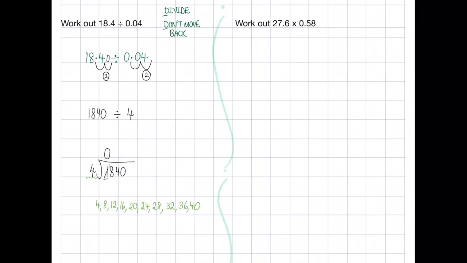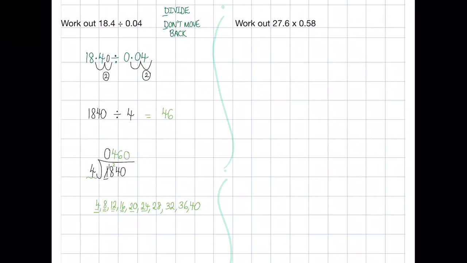So now I've got 4s into 18 will go 1, 2, 3, 4 times, and the gap from 16 to 18 is 2. 4s into 24 will go 1, 2, 3, 4, 5, 6 exactly, and 4s into 0 goes 0. So I've got an answer here of 460.